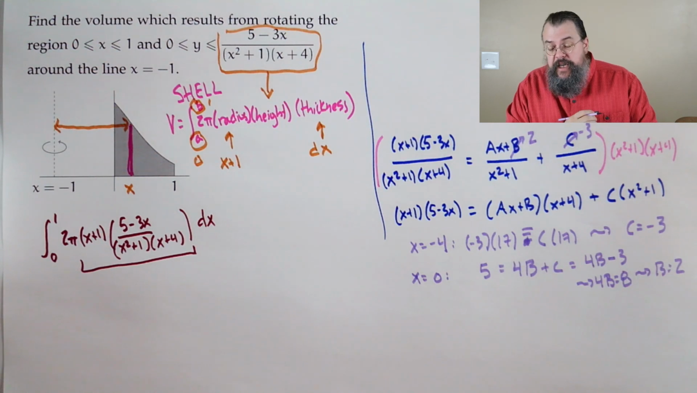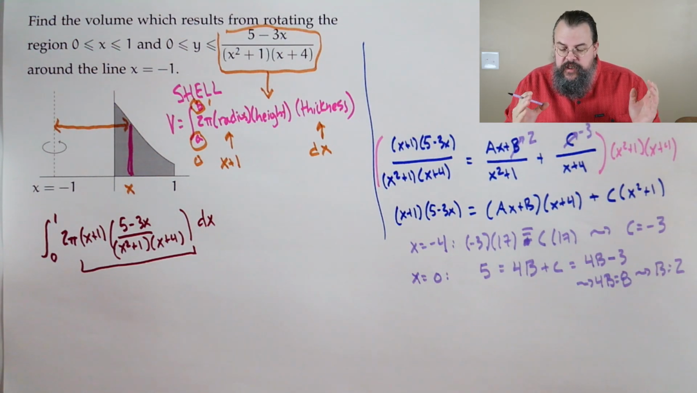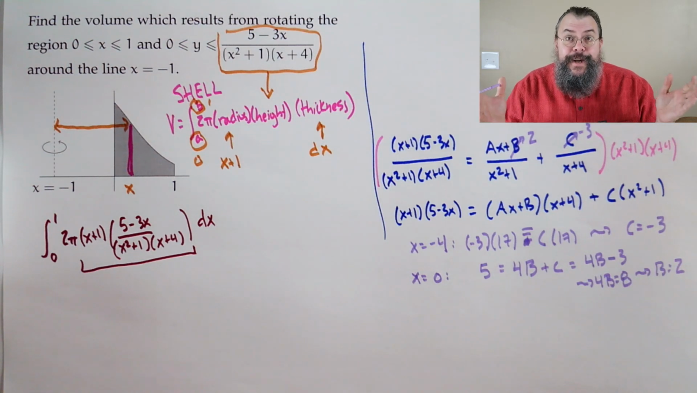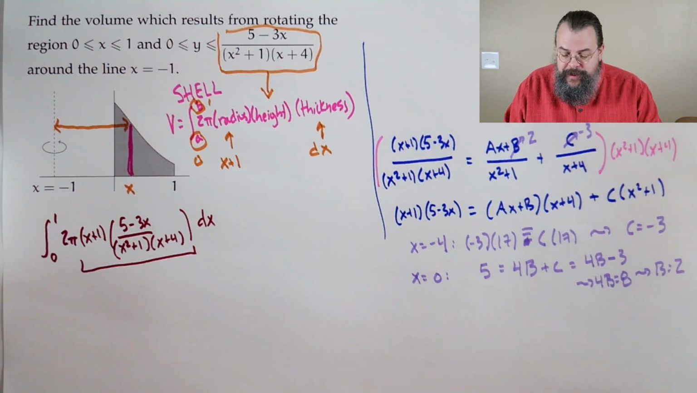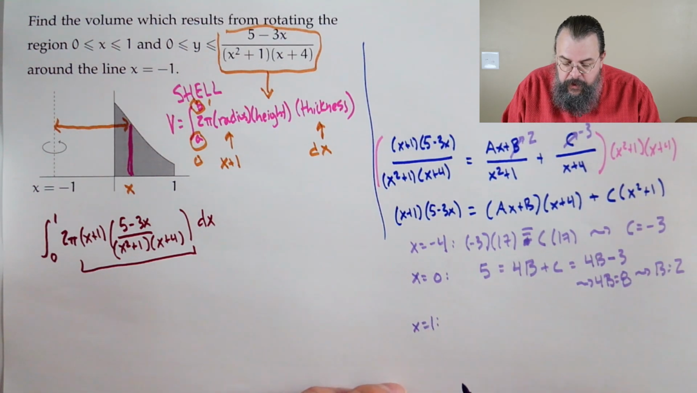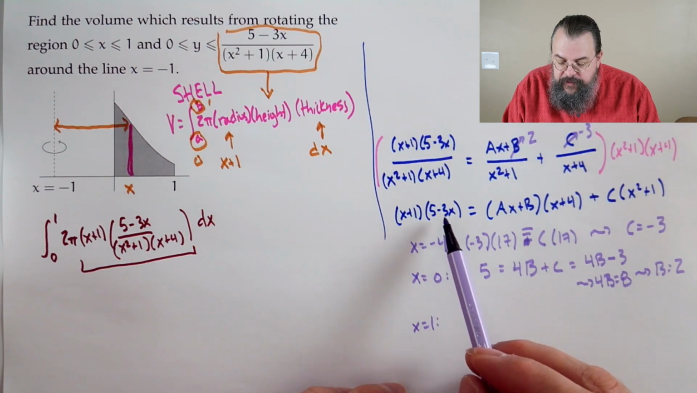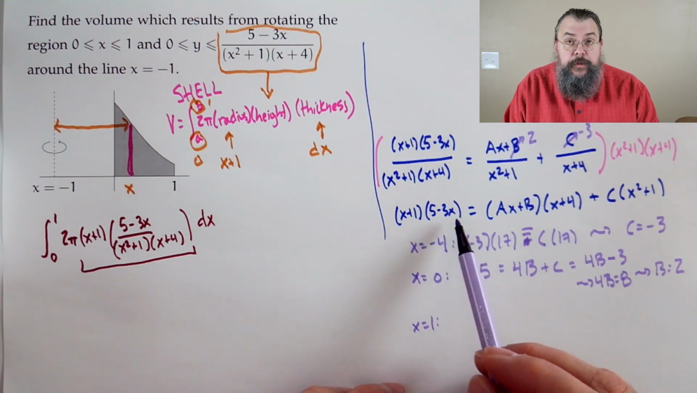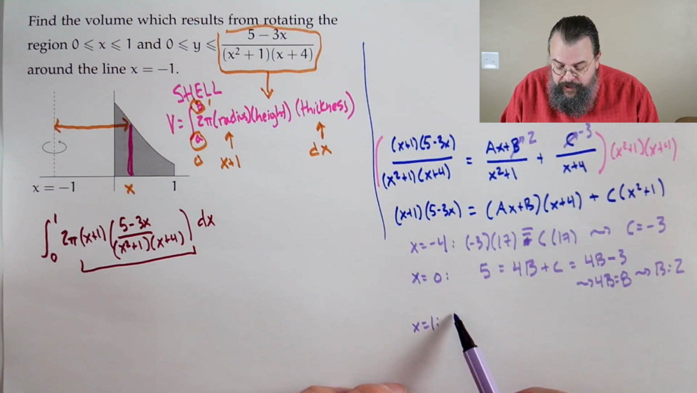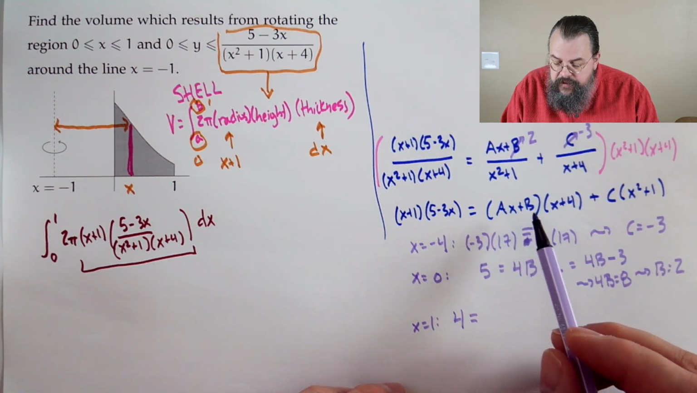Now, we can pick any number. It doesn't matter. So how about 1? 1 is often a very nice number to work with. Okay, so if we plug in x equals 1, what do we have? Well, we're going to get 1 plus 1 is 2. 5 minus 3 is 2. Okay, so we'll get 2 times 2, which is 4, equals a plus b.